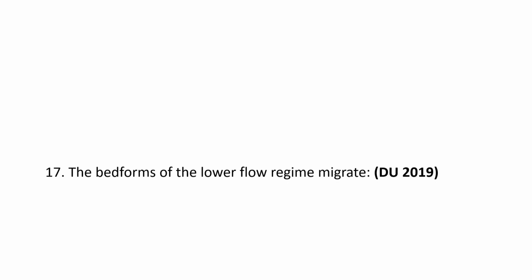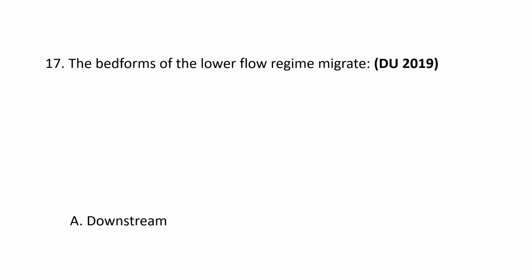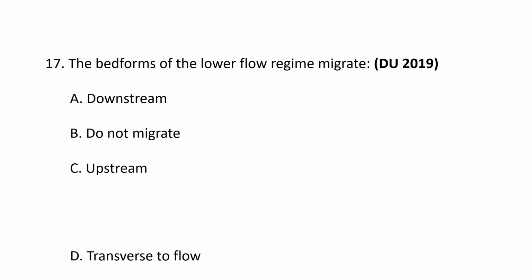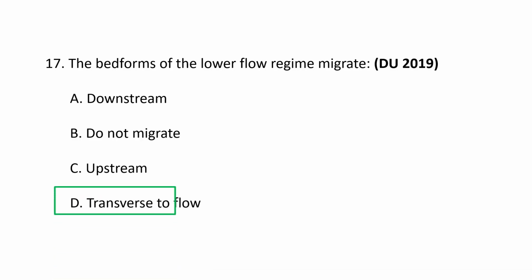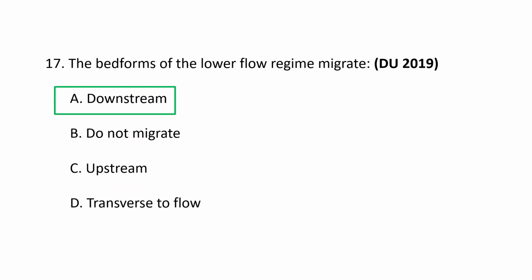Next question. The bed forms of the lower flow regime migrate A. Downstream, B. Do not migrate, C. Upstream, D. Transverse to flow. The bed forms of the lower flow regime migrate downstream. The primary bed forms of the lower flow regime, such as dunes and ripples, migrate downstream. The downstream migration is driven by a cycle of erosion on the gentle upstream slope and deposition on the steep downstream slope, causing the entire bed form to move in the direction of the flow.